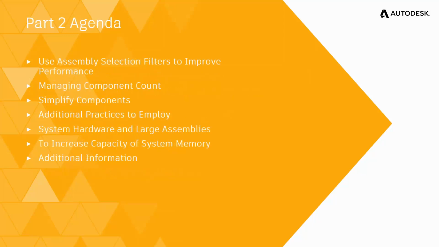From there we expanded on what we'd learnt in the first session with a lot of theory around things like selection filters and how they can help you improve performance, and managing component count, including a number of ways that you can do that through to simplifying components. We covered some additional practices that might have been outside of these categories, and then we started talking about hardware, how hardware can impact your large assembly performance, things like system memory and how you can increase your capacity, as well as any additional information.